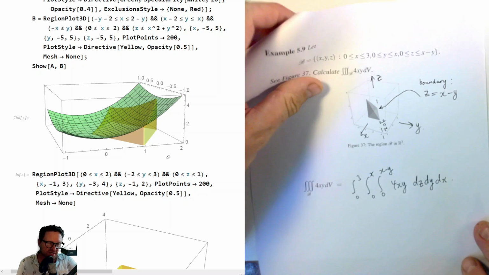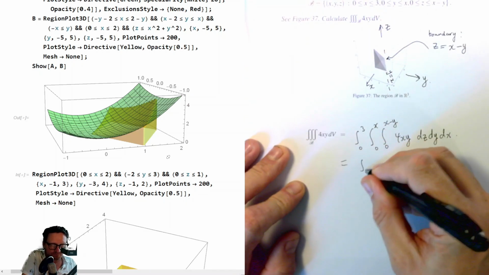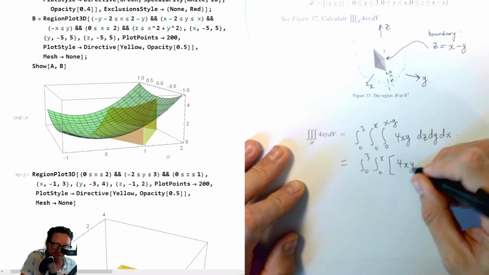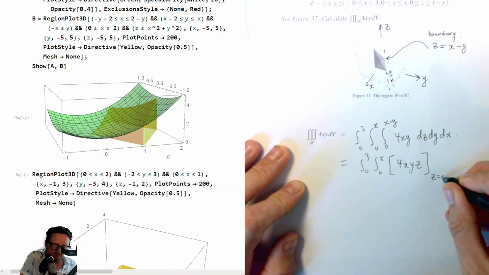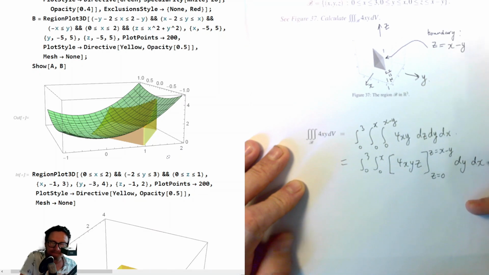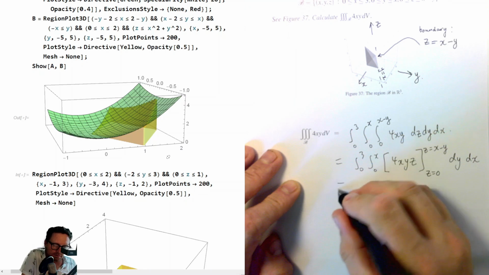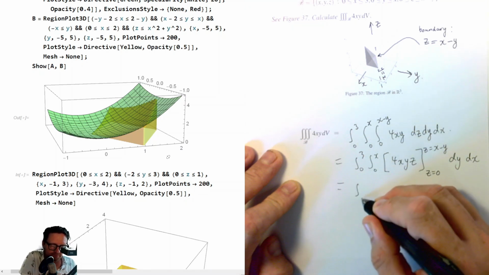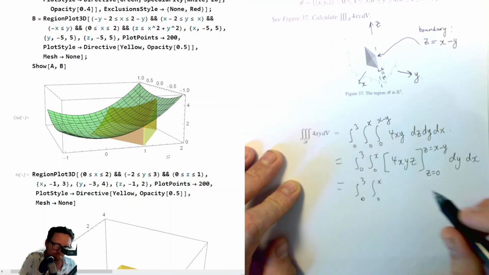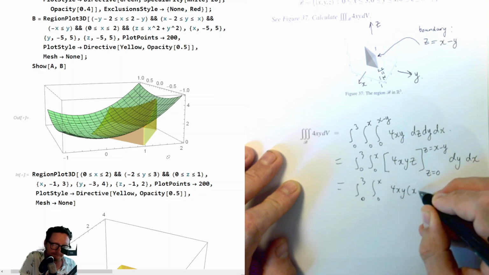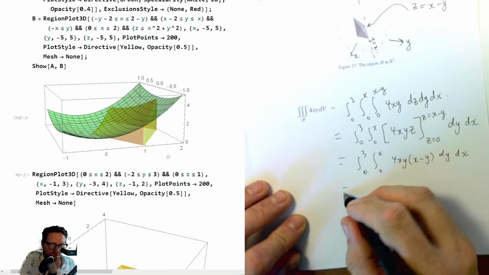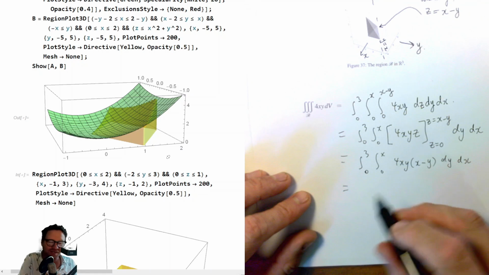Okay, so this is somewhat easy to integrate. So we just have 4xyz as z goes from 0 to x minus y. Okay, now let's sub those values in. And then probably helps to expand that first before you integrate it.